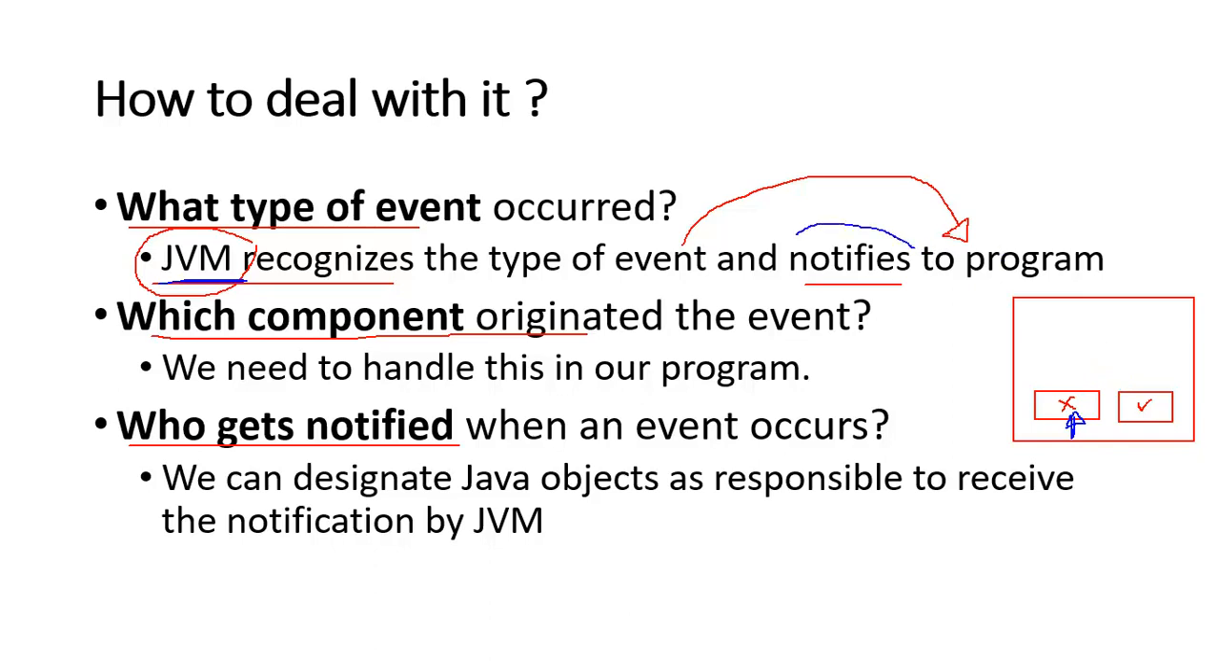When the JVM notifies me about that event, it's not going to just tell me that a button has been clicked. Along with that click event, it's going to give me additional information. By looking at that additional information provided by the JVM, I have to decide which one originated that particular event. Next, once I know which button has been clicked, I have to take appropriate action for that event. This is again my responsibility.